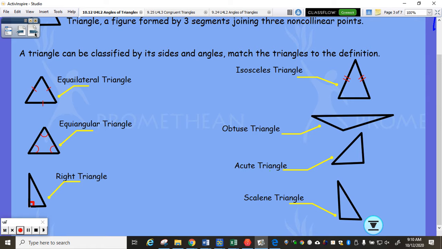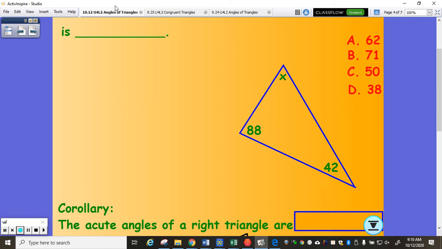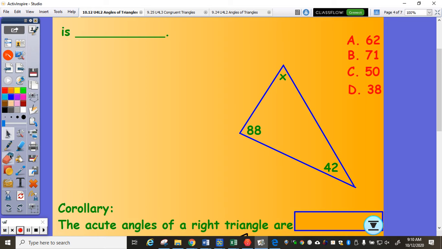All right. So what do the sum of all the measures of a triangle equal up to when you add them together? 180 degrees. So this is 180 degrees. Good. So if this angle right here is 88 and this angle right here is 42, what's the measure of this? 50. Okay. All right, so 50 it is.